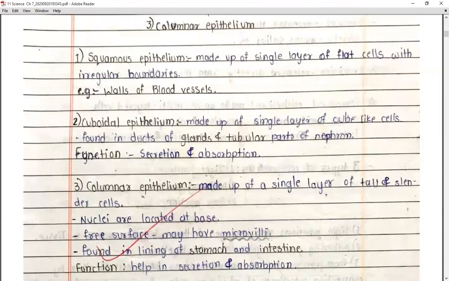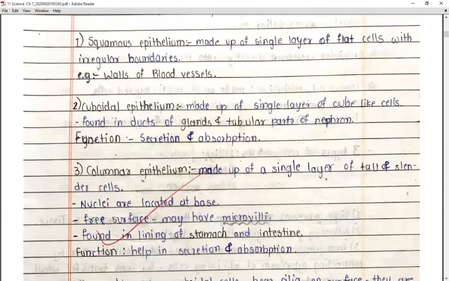Second type of epithelium is the cuboidal epithelium, which is again coming under the simple epithelium. This cuboidal epithelium is made up of a single layer of cube-like cells, and they are found in ducts of glands and tubular parts of the nephron. So cuboidal epithelium is again going to be present in a single layer, and as the word itself says, cuboidal, that means the structure of the cells will be cube-like, right?